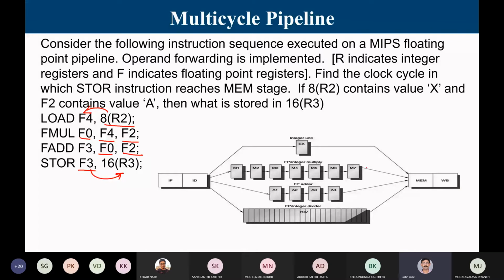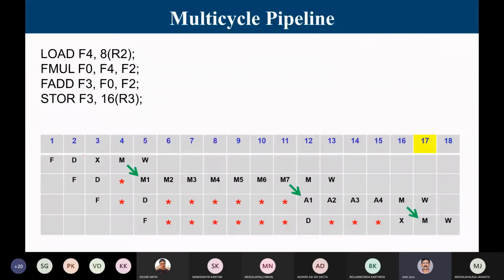Now let us try to understand the dependency. There exists a dependency between the load and fmul, the floating point multiplication. After you load, you have to wait until the value of F4 is available. Now there is a dependency on F0. After the fmul, even though operand forwarding is there, fadd can start only after the multiplication is over. And then there is a dependency on F3. After that, we will go to write. So what happens? The first load will take 5 cycles.